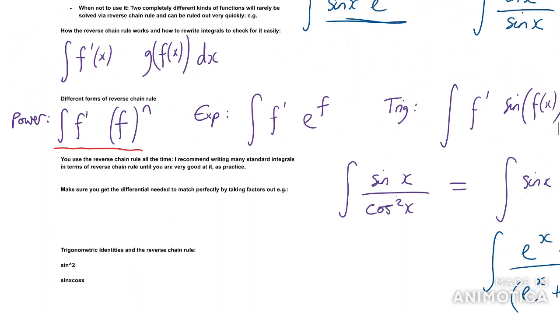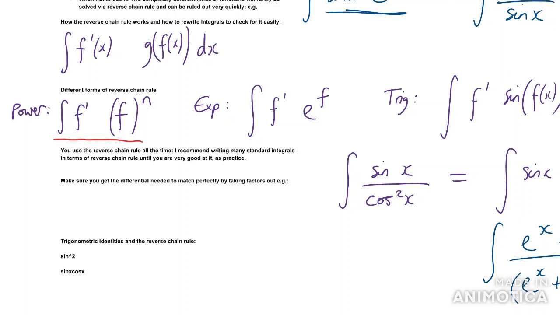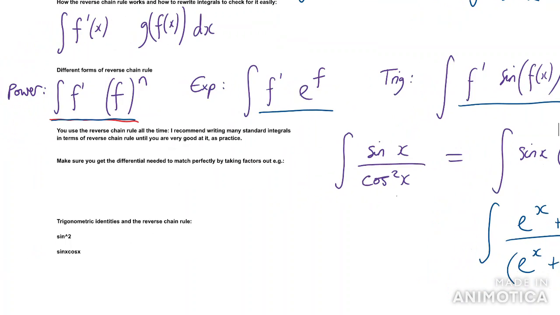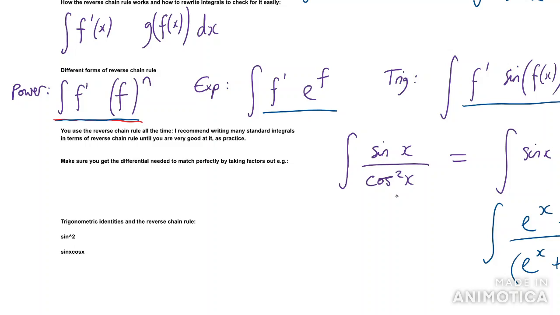Now, how does the reverse chain rule actually work? If you can spot it by writing it in either the power form, the exponential form, or the trig form, I recommend you make sure that these things match perfectly. So for example, you have f' is exactly the differential of f. Why is that so helpful? Once you've got it perfectly matching, the answer for the power rule, reverse chain rule, is extremely simple. For power, the answer is f^(n+1) over n+1.